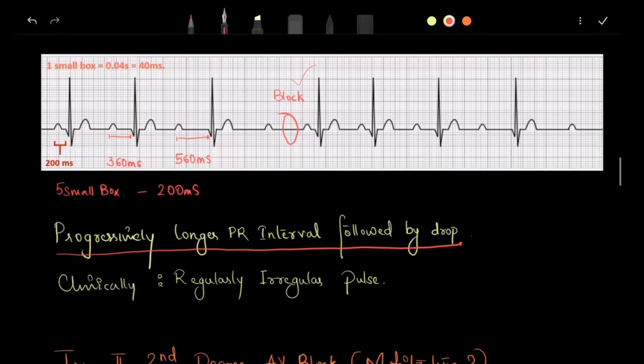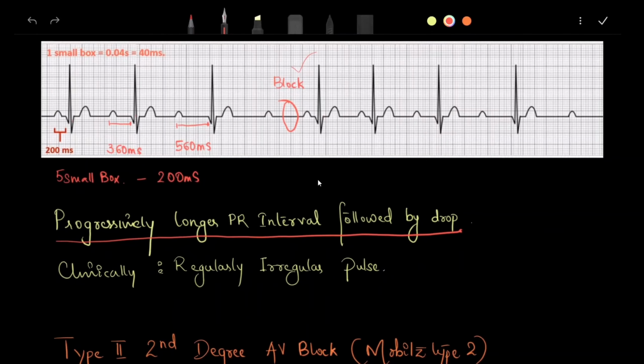So the patient will be having, it is regularly occurring. See, this is occurring regularly. So there will be regularly, but irregular pulses. The rhythm will be a regularly irregular pulse.